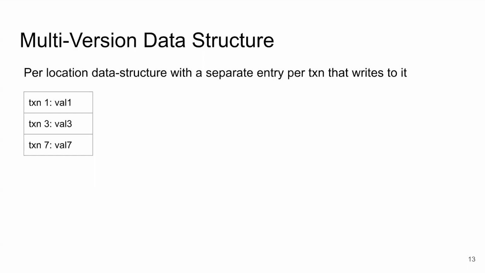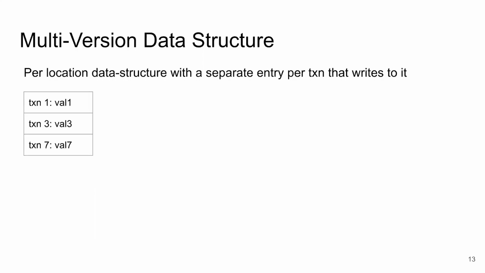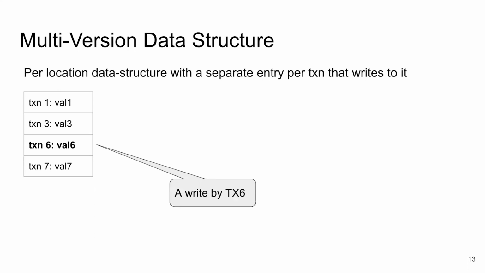This is also a very common thing in general, where the idea is that different transactions do not override each other's data. They just write to the same data structure and say, I'm transaction 5, this is what I wrote. This is the general technique that lets you avoid write-write conflicts. When a write by transaction 6 happens, you just put it there, and it's ordered because we have an order, which is convenient. Then a read just has to find the highest transaction that's lower than it in order to read that. If it doesn't find anything, it has to read from storage.